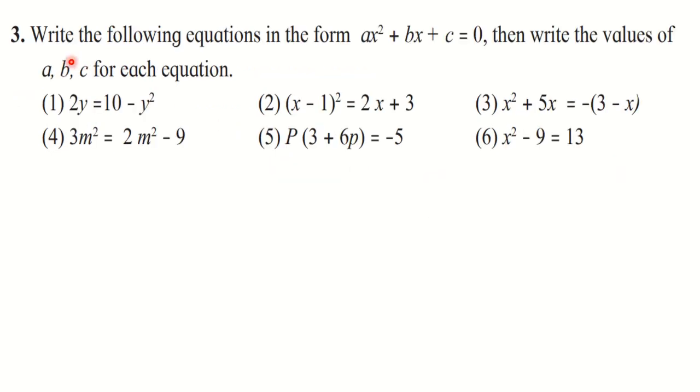Then third one: write the following equations in the form ax square plus bx plus c is equal to 0 and write the values of a, b, c for each equation. That means you need to take all the terms on the left hand side and write is equal to 0. For example, this y square will shift this side and it will become y square plus 2y minus 10 is equal to 0. And from that you can write down the values of a, b, c. All these questions we have discussed. Here you have to expand the bracket and convert to standard form and then you can write down the answers.